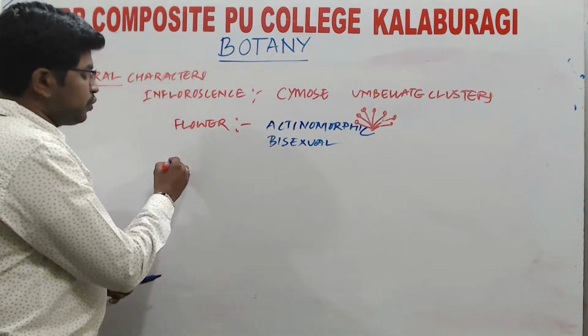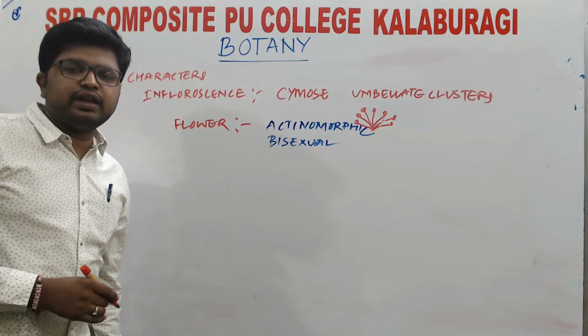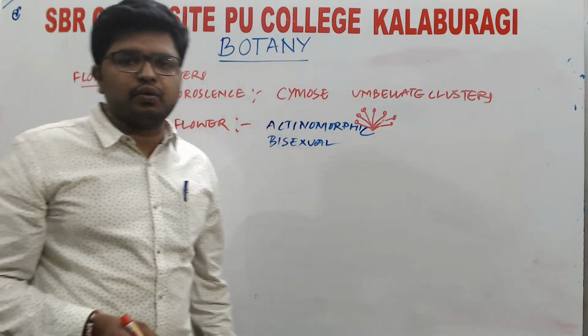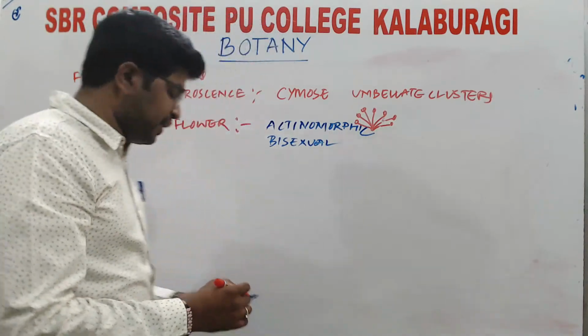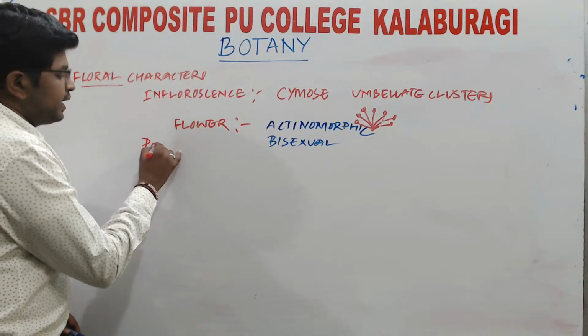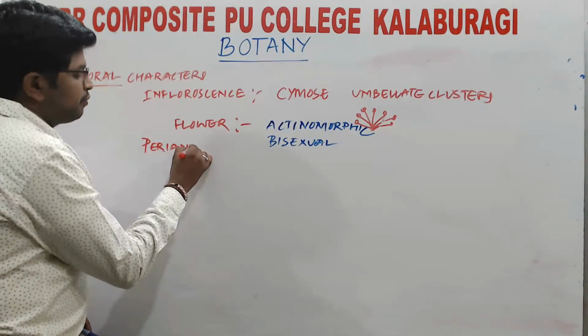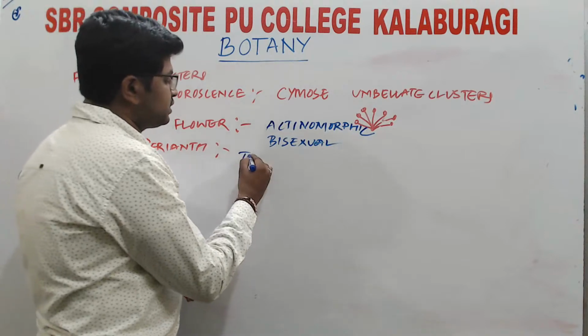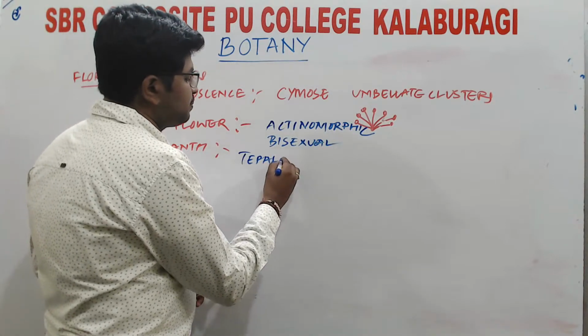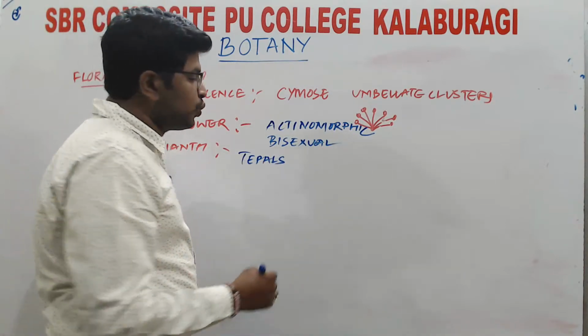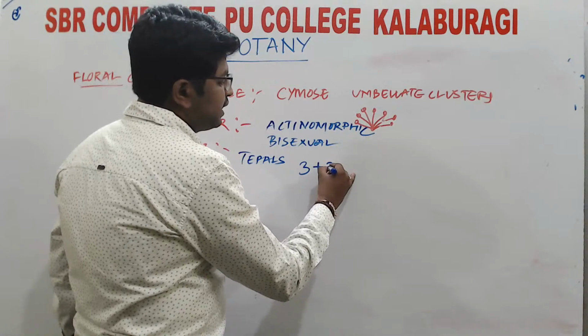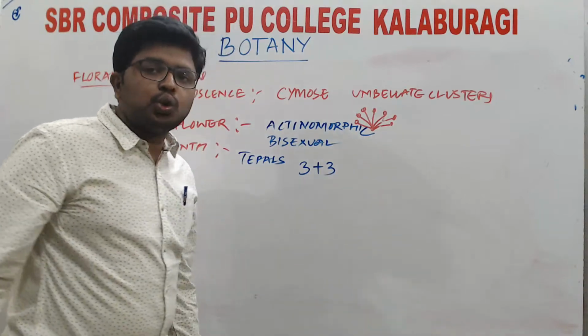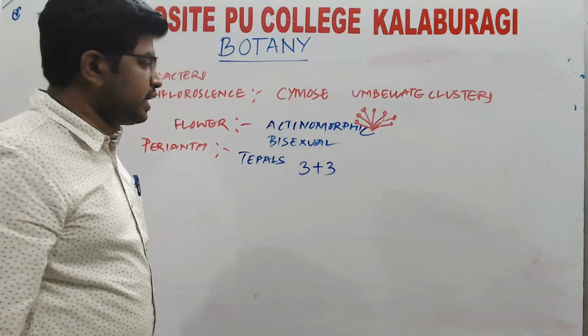Now, following that, you should remember in the lily family you will not find the calyx and corolla. Instead of that, you have perianth. The individual members of the perianth we call tepals, which are arranged in two whorls, that is 3+3 condition.